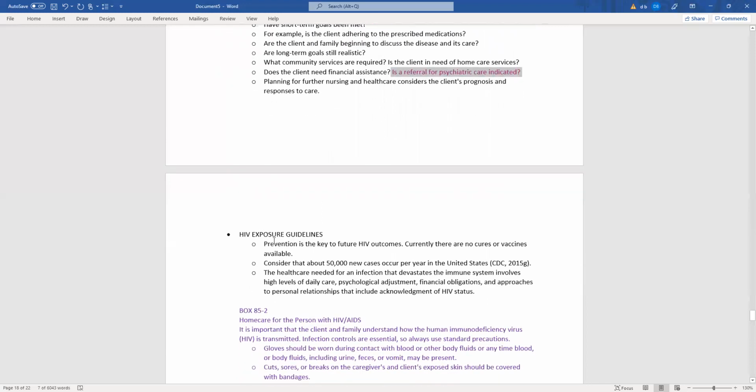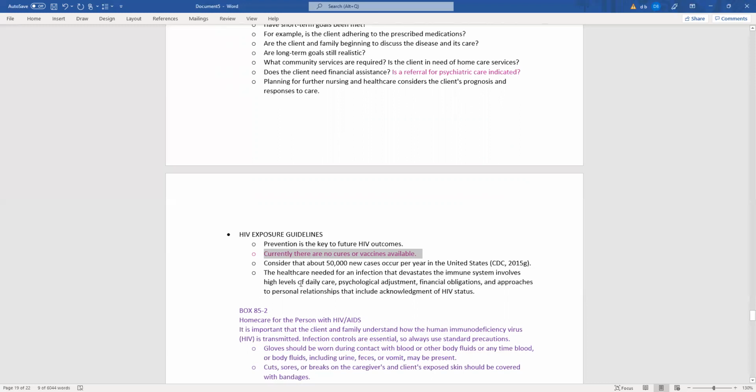Okay. So HIV exposure guidelines. Prevention is the key to future HIV outcomes. Prevention is the future. Currently, there are no cures or vaccines available. We already said that. No cures, no vaccines. So the vaccines are trying to prevent it from happening, but it isn't guaranteed. There are no vaccines to help, like the HPV vaccine is out there to help try to prevent you from getting cancer.